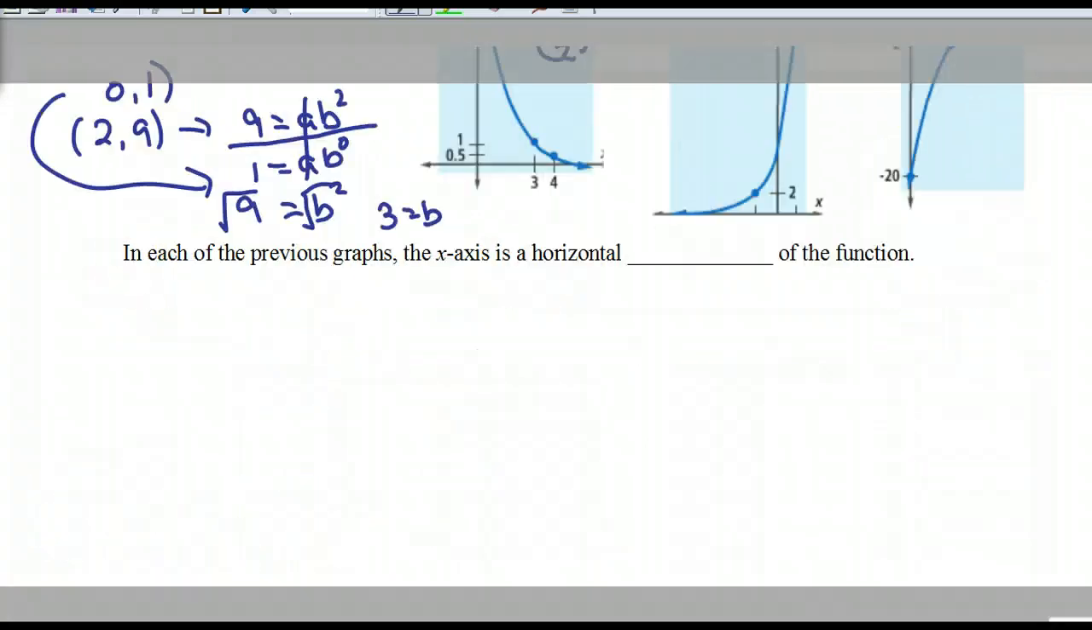Can I do the next? Okay, so in each of the previous graphs, the x-axis is a horizontal, do you guys know the word? Asymptote. Gets close but never touches. Yep, that's right. It gets close but never touches.